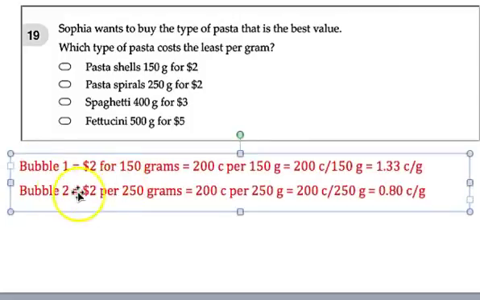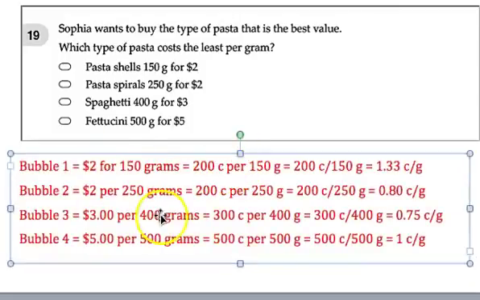Now we can do the same for this second bubble. It's $2 for 250 grams. Now, this is one way we can do it. We can do it other ways and work out the cost, for example, for 100 grams if we wanted, or for 50 grams might be easier. But here I'm working out the cost per gram. So if it's $2 for 250 grams, that's the same as 200 cents for 250 grams. So it's 200 cents divided by 250 grams. So you divide them and you get 0.8 cents per gram.